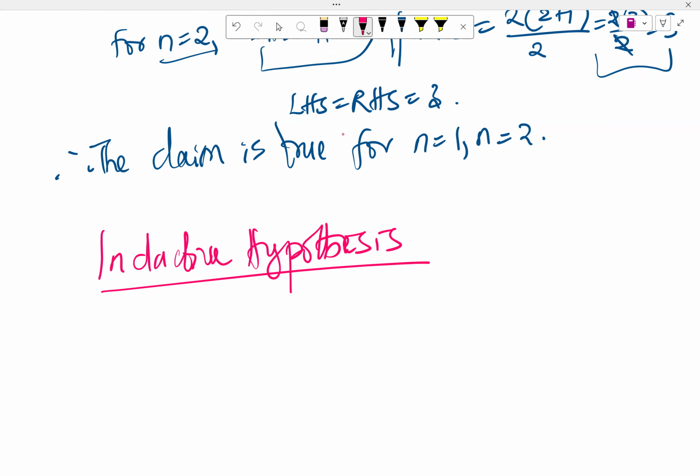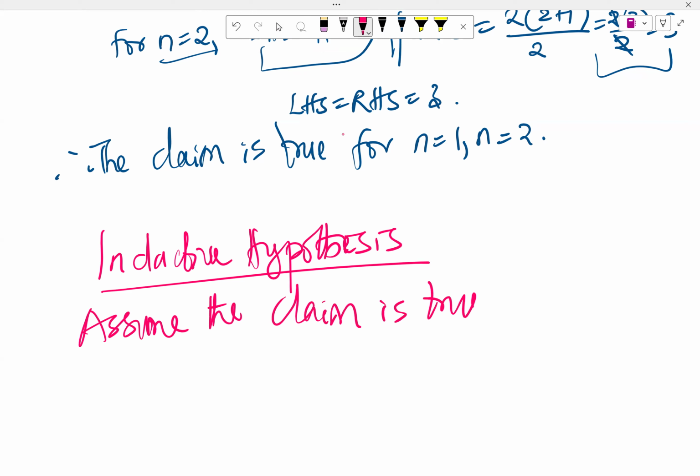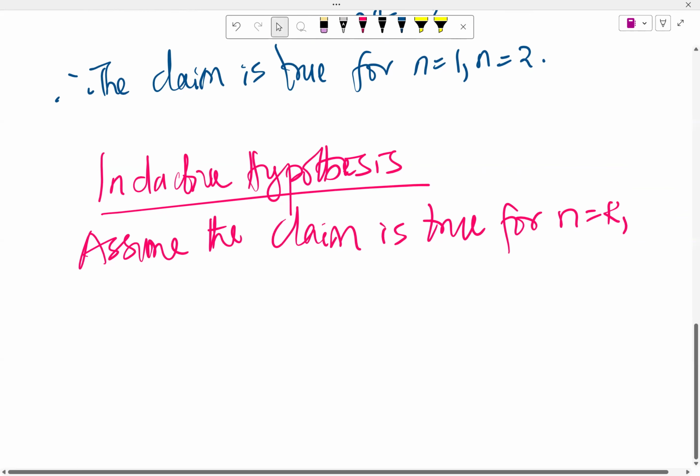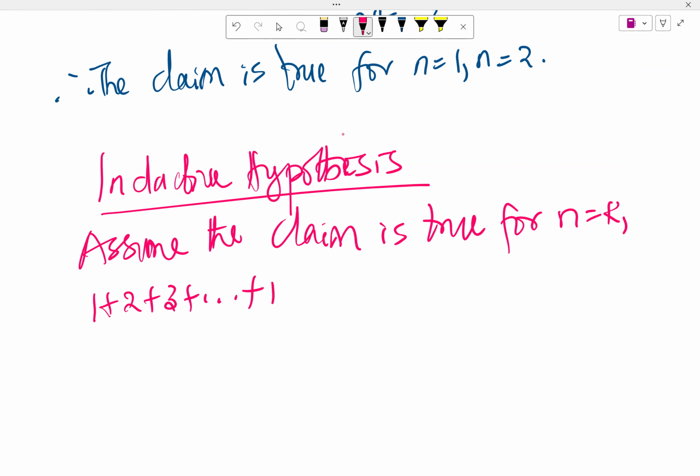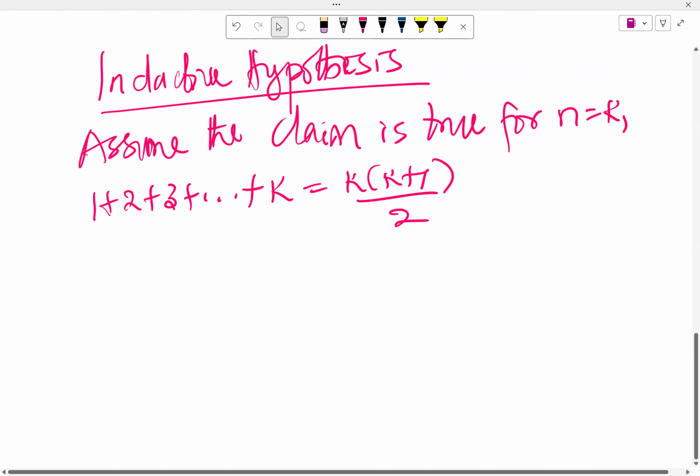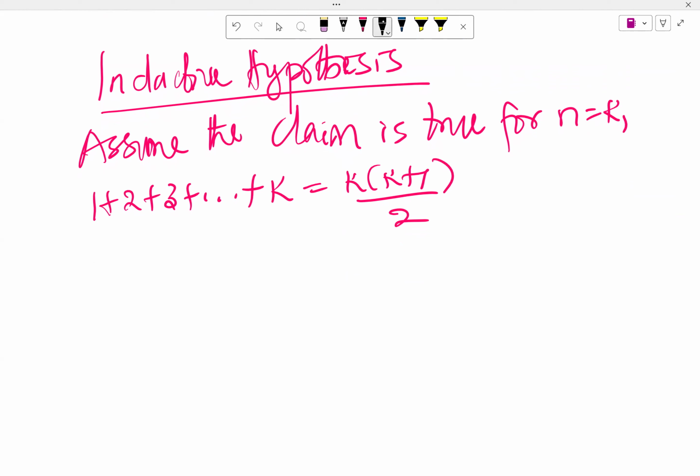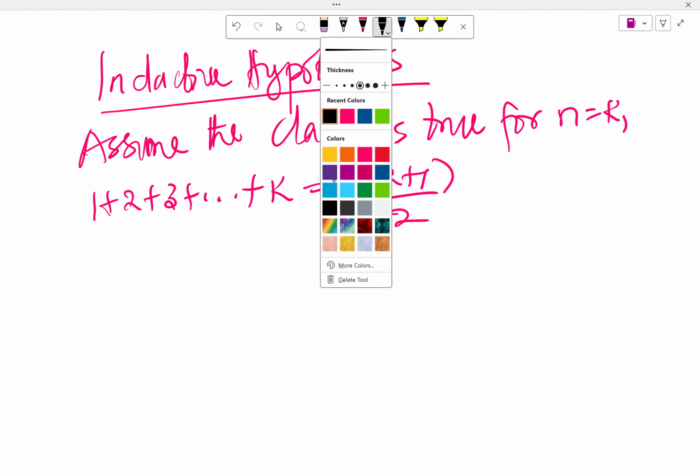So what do you do here? You just assume the claim is true for n equals k. So we are assuming 1 plus 2 plus 3 plus everything up to n, which now becomes k. Instead of writing n, you have k. And that is equal to k into k plus 1 divided by 2. That's the best you can do at the inductive hypothesis. You are just assuming. It's a hypothesis, so it's an assumption. Once that is taken care of, you go ahead to the inductive step.